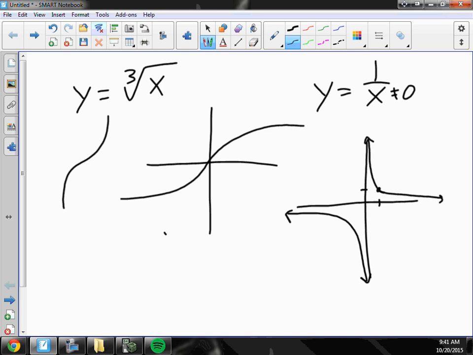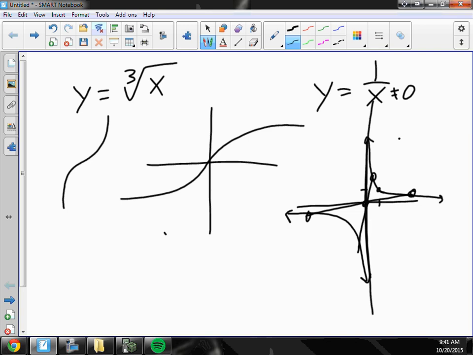Is this an even or an odd function? Well, it can't be even. Is it symmetric about the y-axis? No. Is it symmetric about the origin? Yeah. This point reflected across the origin would be right there. This point reflected across the origin would be right there. So 1 over x is an odd function.